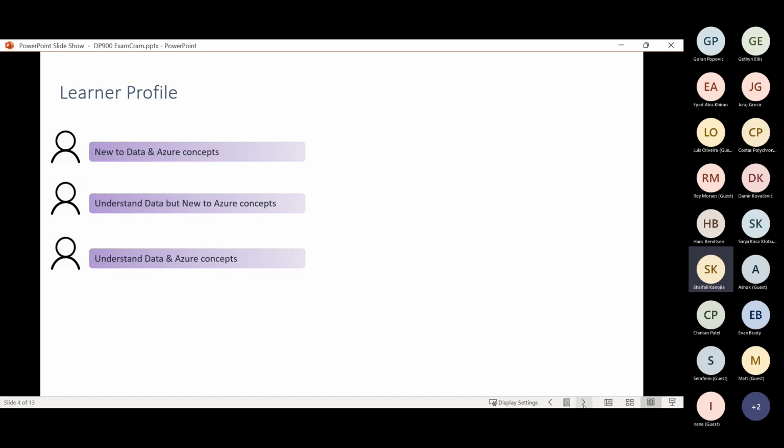And then comes the last one. For example, you must have seen people who are already working in this space. They are working with Azure, or even if they are not working with Azure technology, they are working maybe with AWS or Google Cloud Platform, some of these cloud technologies, and they are also aware of the data concepts. So this is also one set of category who plans to appear for this exam.